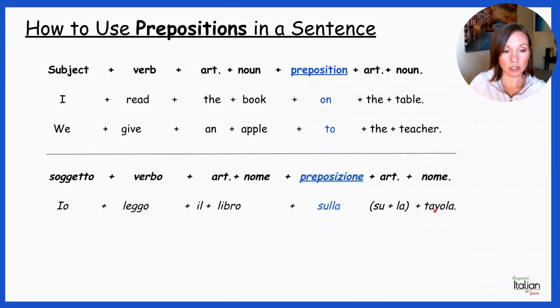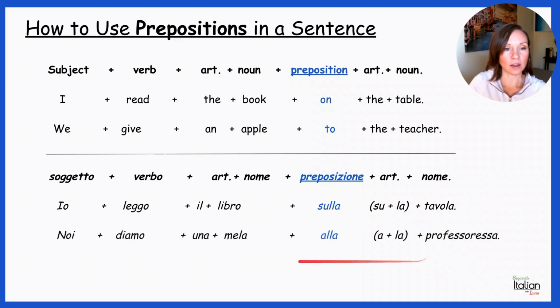In Italian, we do almost exactly the same thing. The only difference here is that we combine the preposition with the definite article. So you'd have io leggo il libro sulla tavola. Su plus la, sulla tavola. And then we give an apple to the teacher: noi diamo una mela alla professoressa. So we combine a and la to make alla. Pretty simple, right? Just have to memorize those combined prepositions in the table, and then it'll become much easier.